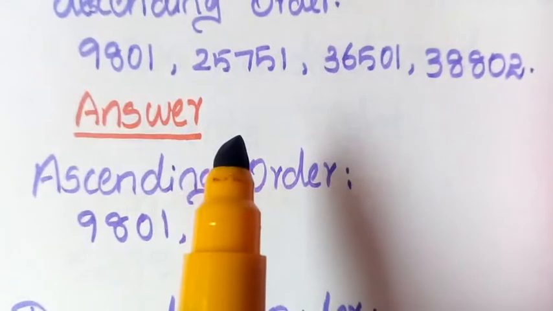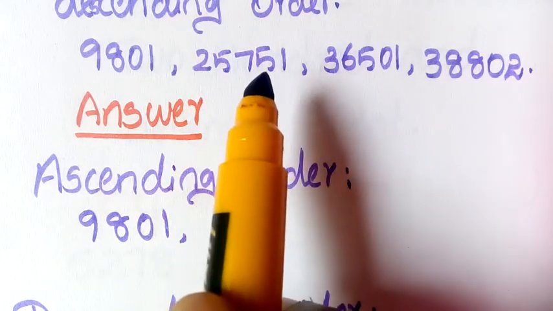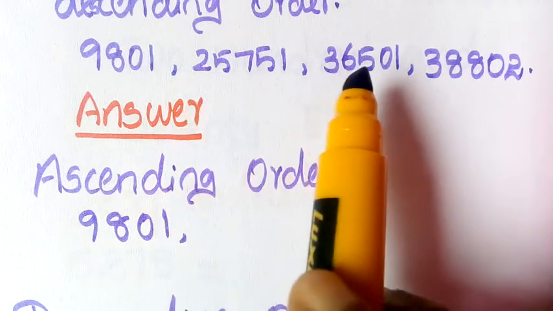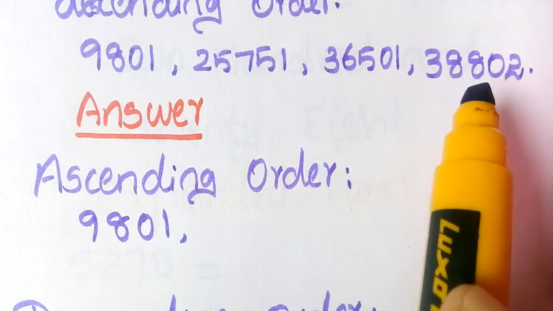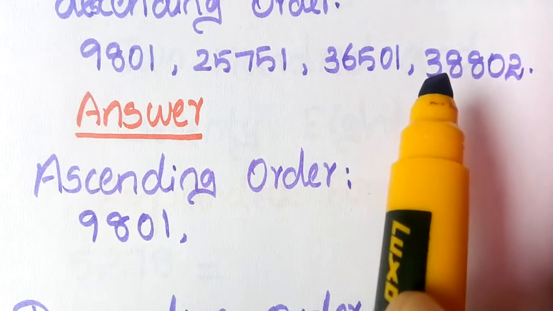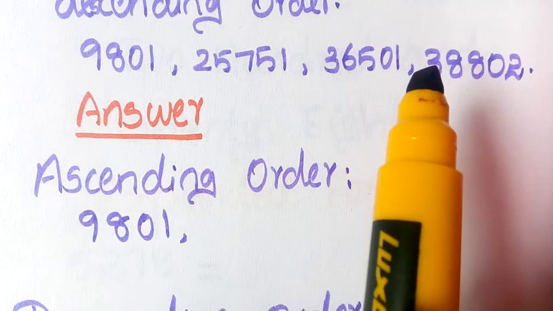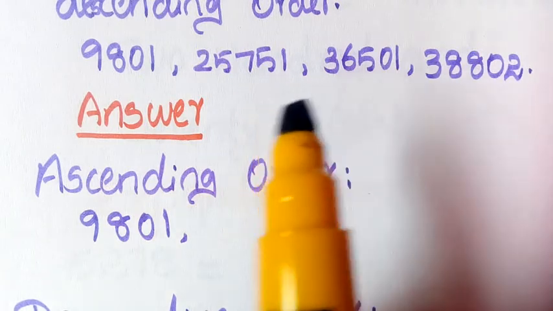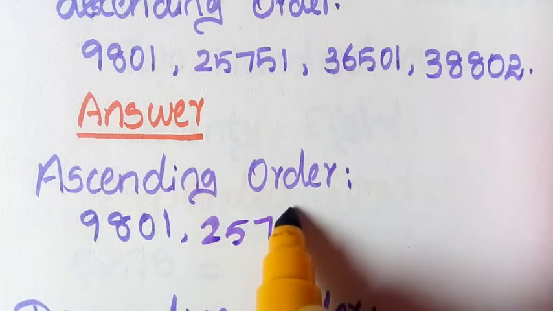So we need to look among these three numbers which number has the least 10,000s. 25,751 has 2 10,000s. 36,501 has 3 10,000s and 38,802 has 3 10,000s. So which number has the least 10,000s? 25,751. So the next smallest number is 25,751.